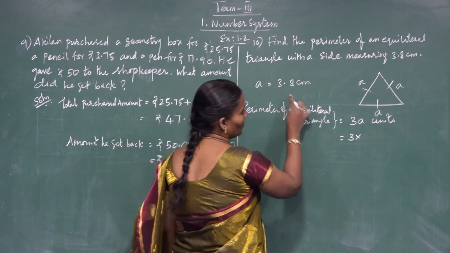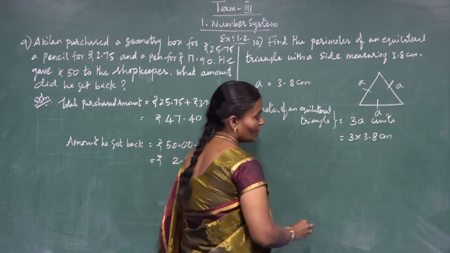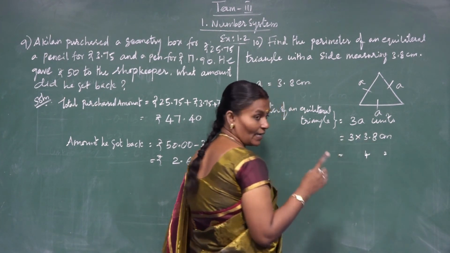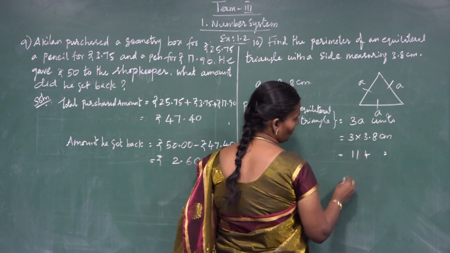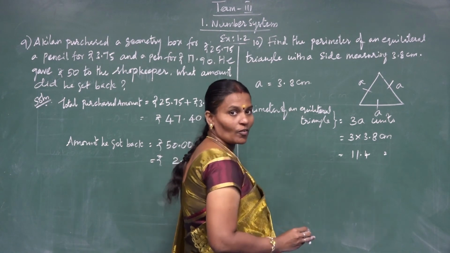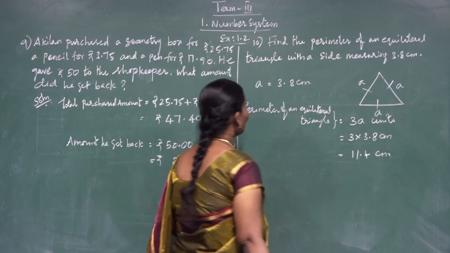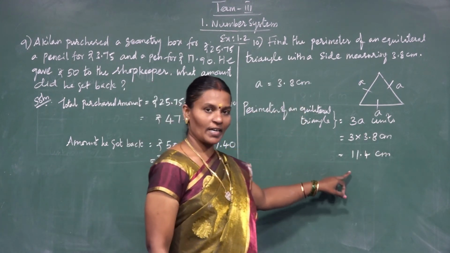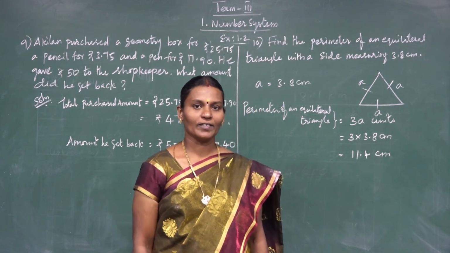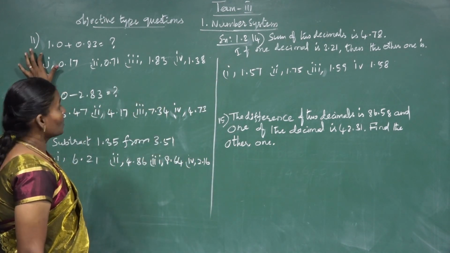Okay. So now, what is the a value? One side is 3.8 centimeter. So now multiply these two. 3 times 8 is 24. 3 threes are 9, 9 plus 2 is 11. So here there is only one decimal place, so put the decimal point after one digit. So 11.4 centimeter. Therefore the perimeter of an equilateral triangle is 11.4 centimeter. Understand, children? Good. Children, now we see exercise 1.2, 11th sum.